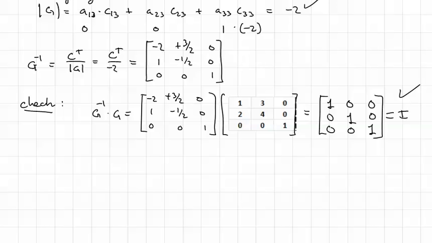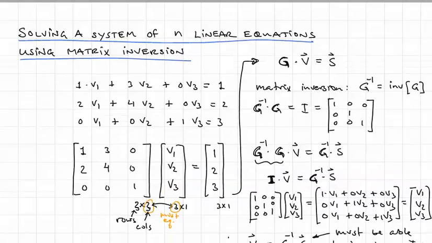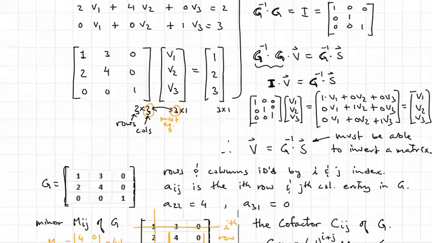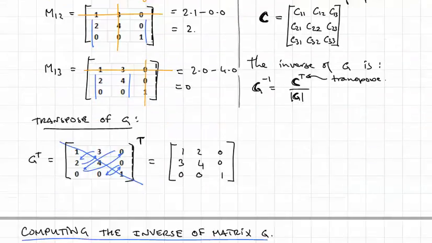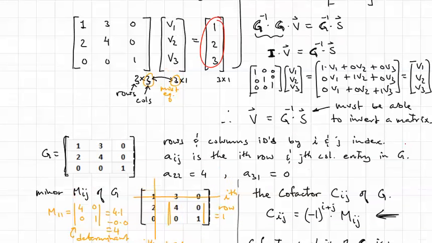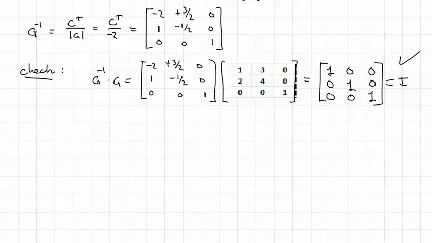Now lastly, how do we actually arrive at our intended goal? From the beginning, we were after finding what V was, these voltages V1, V2, V3, and we found that if we could simply determine G inverse, we could solve for V. So let's do that. Recall that S is equal to the vector 1, 2, 3. So let's write that out now.